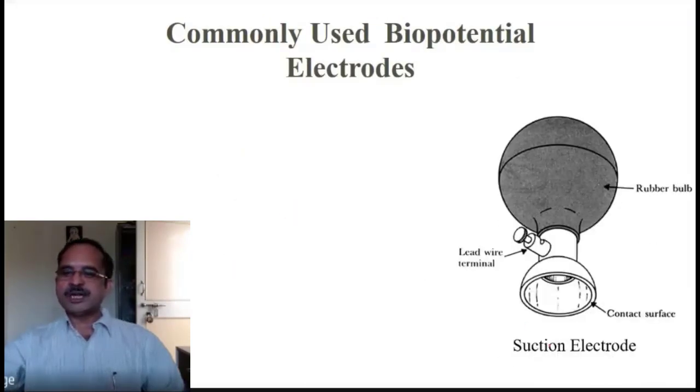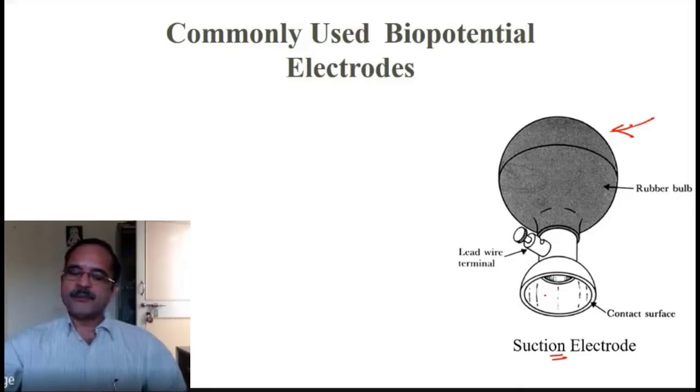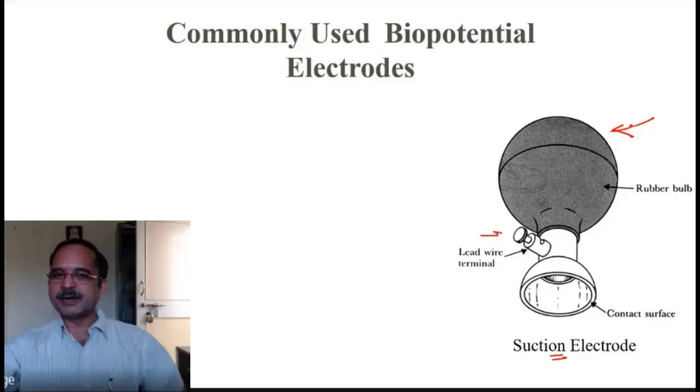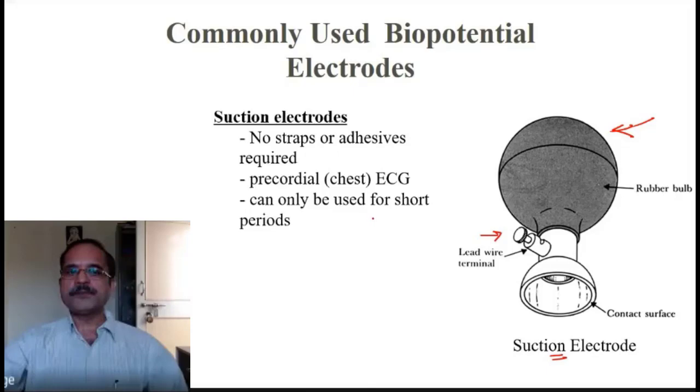Then these are the suction electrodes. You can see here there is a rubber bulb. When you push and release this rubber bulb, it will produce some vacuum here, and because of that vacuum, it will get attached to the skin, and this is the lead terminal. So this is called a suction electrode.